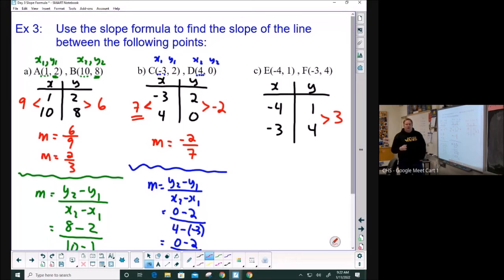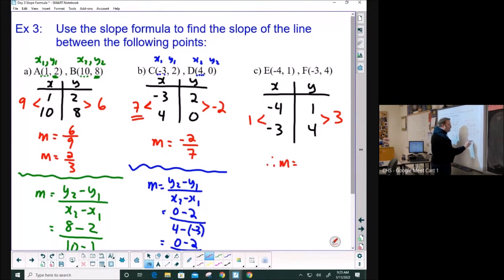And now this one, a little bit harder to see. But I'm at negative 4, and I go to negative 3. Am I getting bigger or smaller if I go from negative 4 to negative 3? Yeah, bigger. And how much bigger? 1. And so that means my delta x is just 1. And therefore, the slope is 3 over 1.